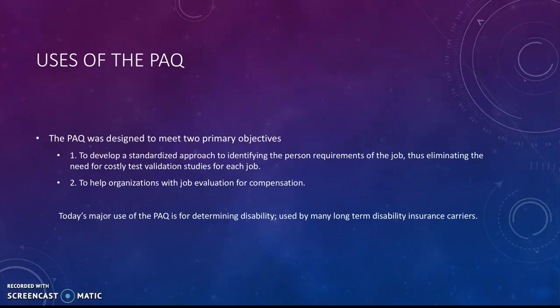The PAQ is designed to meet 2 primary objectives. The first being to develop a standardized approach to identifying a person's requirements of the job, thus eliminating the need for costly test validation studies for each job. The second, to help organizations with job evaluation for compensation. Today's major use of the PAQ is for determining disability; it's used by many long-term disability insurance carriers.